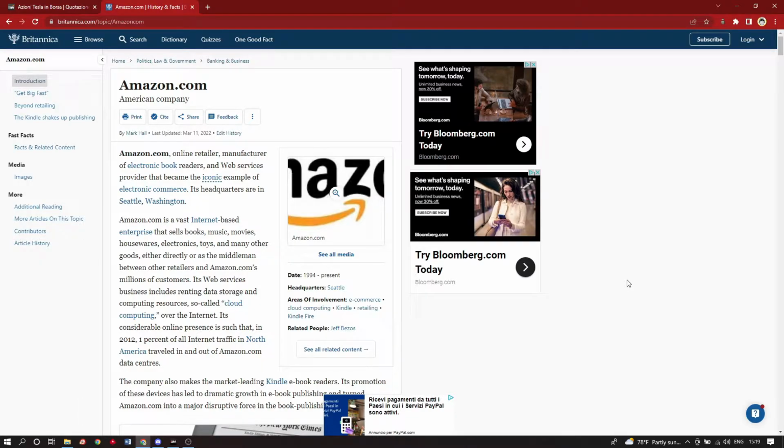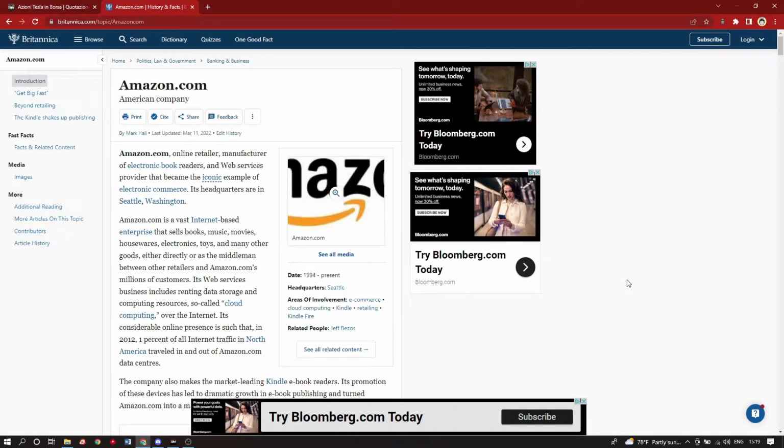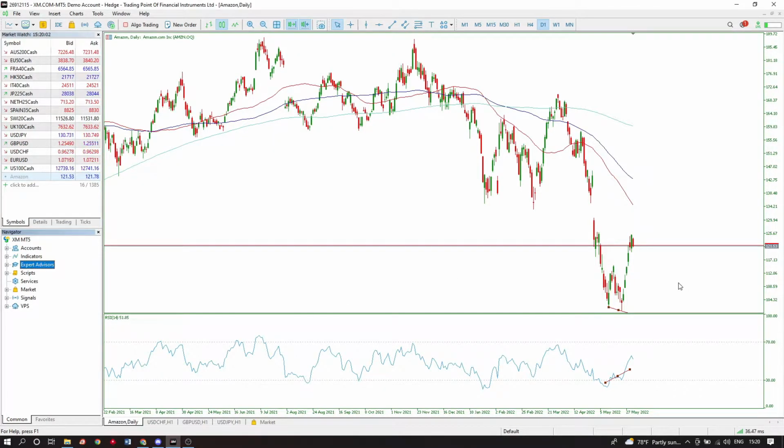Let's go back to the current theme, which is the stock split. What exactly is a stock split and how does it affect the company and the price of the share? Basically, a stock split does not affect the company at all. Amazon does not change anything in their structure, nothing like strategy, nothing like current markets.